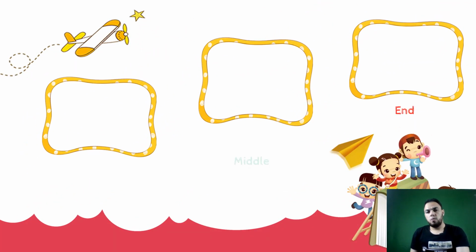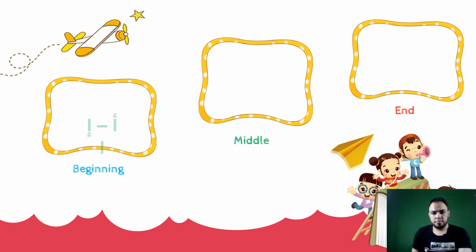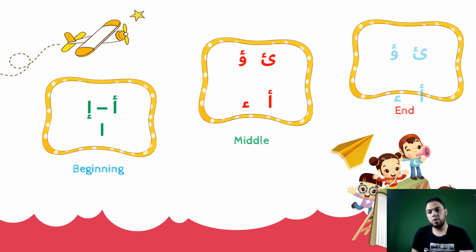Here we have, we can write down Hamza. As you can see, Hamza comes at the beginning of the word, also comes at the middle of the word, and the end of the word. So this is Hamza at the beginning of the word. As you can see, sometimes Hamza is up, sometimes Hamza is down, sometimes no Hamza at all. This is how we write down Hamza at the middle.